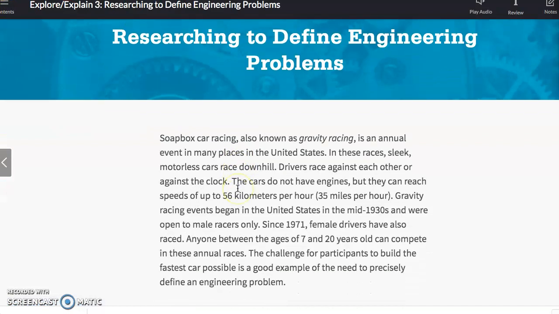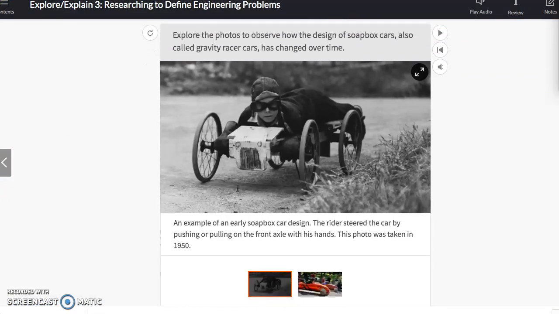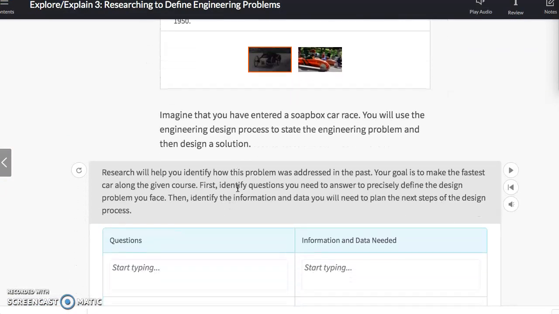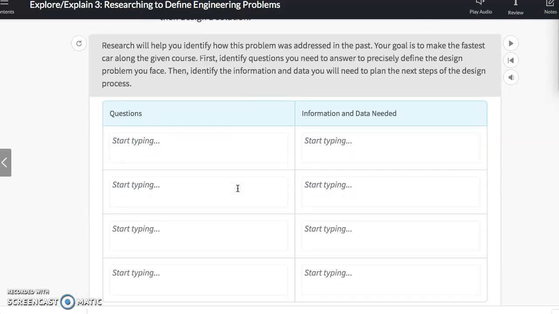Going back to soapbox racing for the cars, it's talking about creating a soapbox car and what are the questions you'll have trying to make the car and what data is needed. So a question I would have for making a soapbox car is how big can the car be? The data would be to collect car sizes.